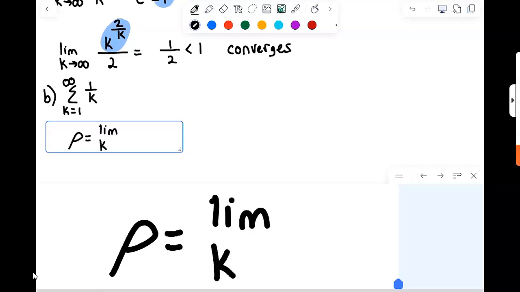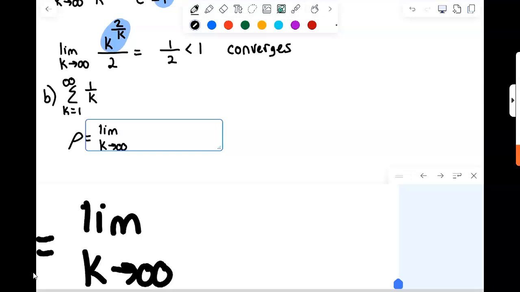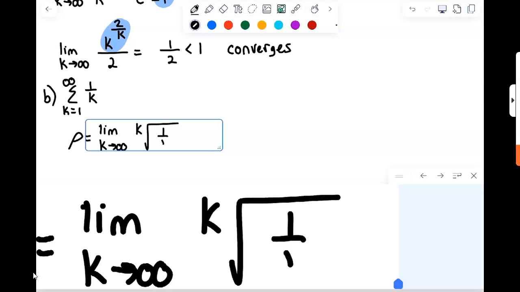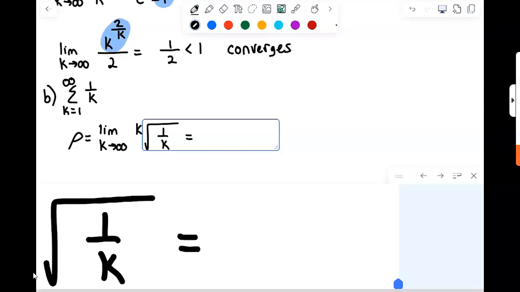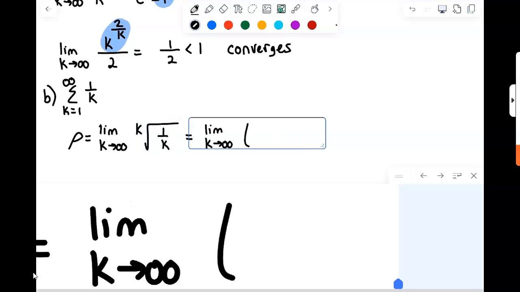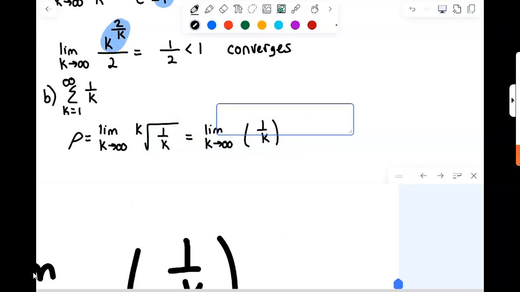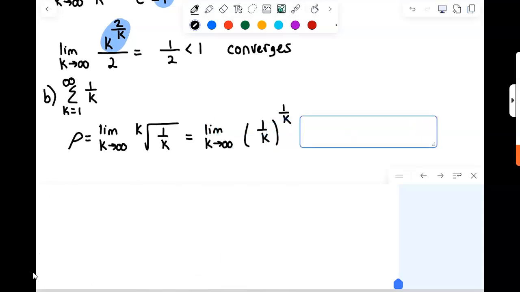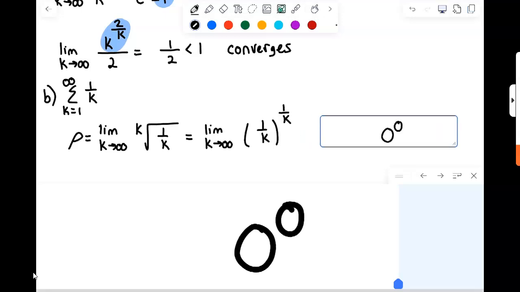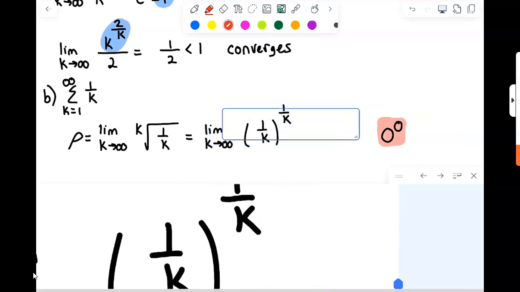as k goes to infinity of the kth root of 1 over k. So rewriting that, that would be the limit as k goes to infinity of 1 over k raised to the 1 over k power. And unfortunately, that becomes a 0 to the 0 limit, which is again an indeterminate form. So to compute that limit, 0 to the 0, we would once again apply the logarithm.